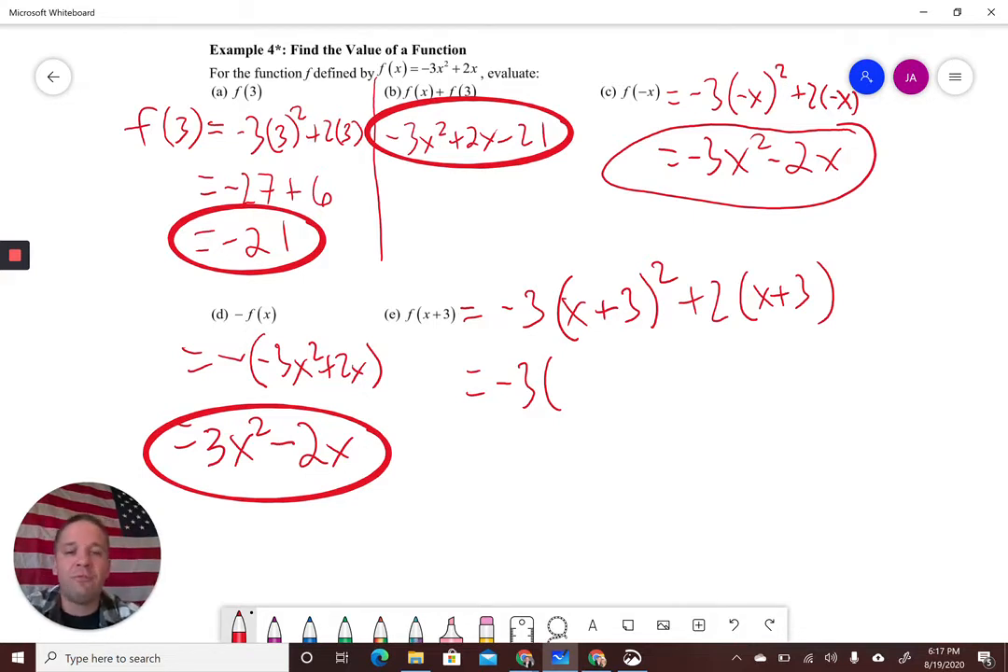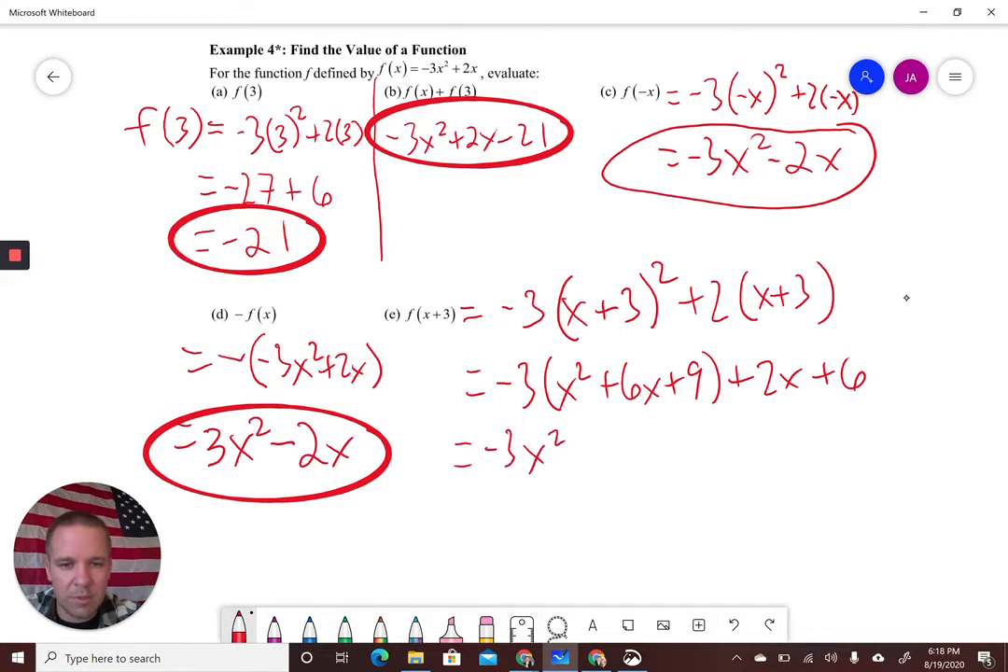All right, we got to foil it. You got to think about that as x plus 3 times x plus 3. So I get x squared plus 6x plus 9. If you need to, write it out as x plus 3 times x plus 3. And then we have plus 2x plus 6. I'm going to distribute that negative 3 now. Negative 3x squared minus 18x minus 27.